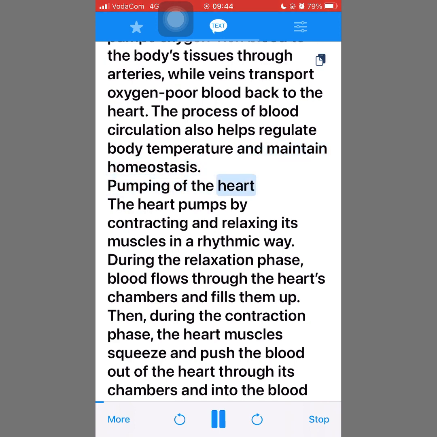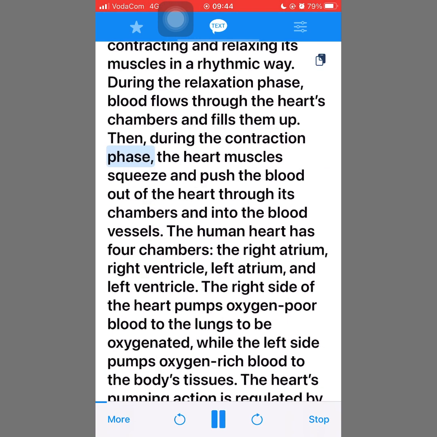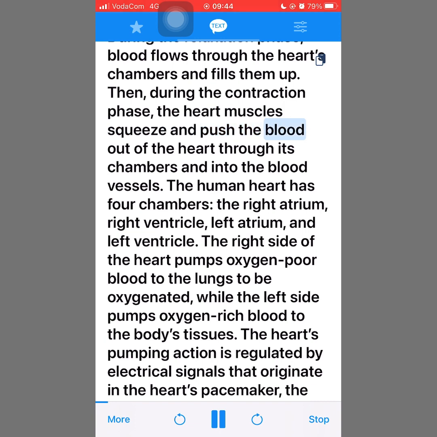Pumping of the heart. The heart pumps by contracting and relaxing its muscles in a rhythmic way. During the relaxation phase, blood flows through the heart's chambers and fills them up. Then, during the contraction phase, the heart muscles squeeze and push the blood out of the heart through its chambers and into the blood vessels.